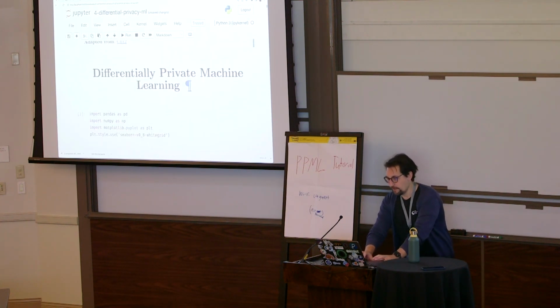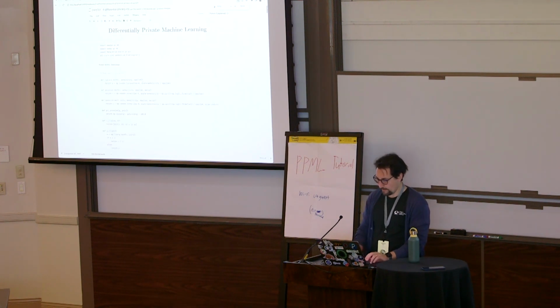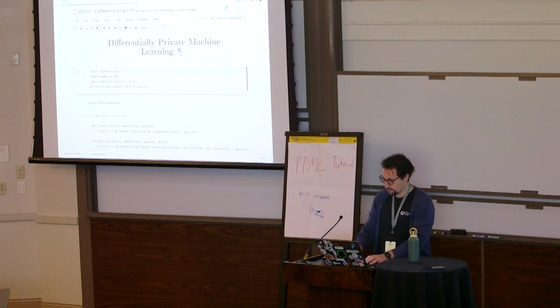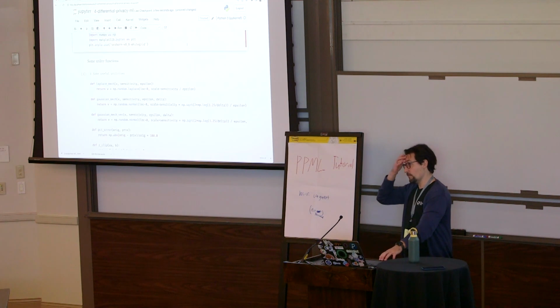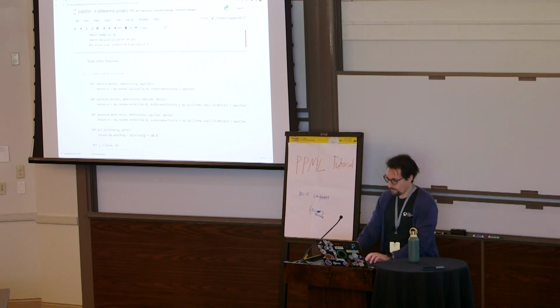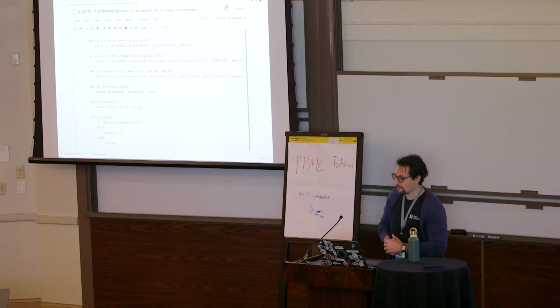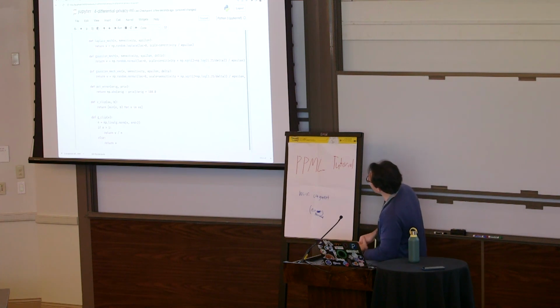Which is differentially private machine learning. All right. So we've been talking a lot about details. We've been talking about properties of differential privacy. What does all of that have to do with machine learning? Well, first off, let's try to define some of the functions we're going to use.